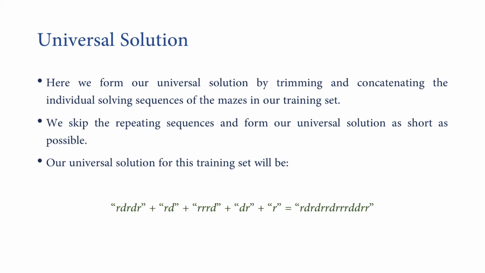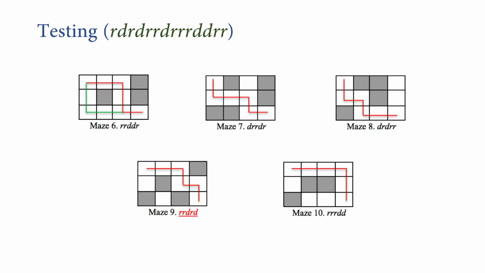Now we need to test our universal solution on some new mazes. So we took these 5 mazes in our test dataset to test if our universal solution works. If you notice, out of 5 mazes, we have solutions for 4 mazes, that is for maze 6, 7, 8 and 10. We don't have the solution for maze 9 in our universal solution. The solving sequence for maze 9 does not exist in the universal solution.